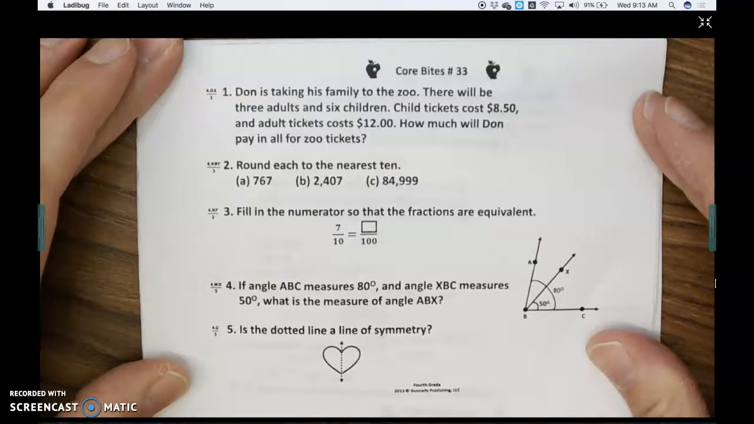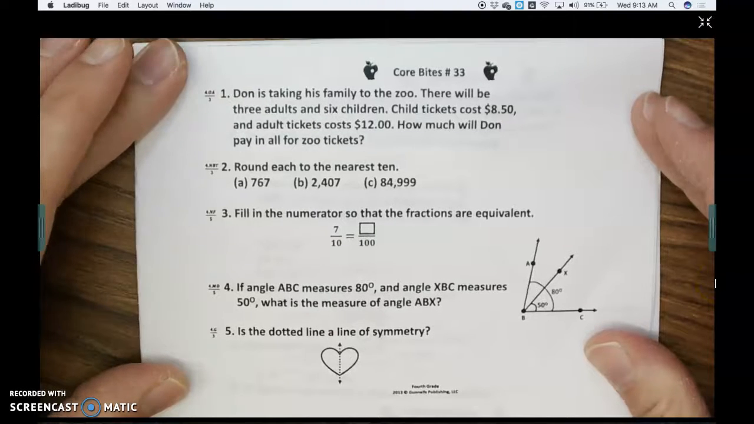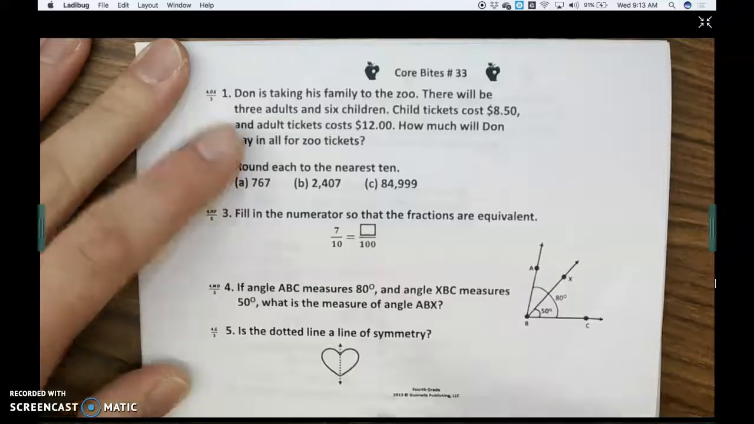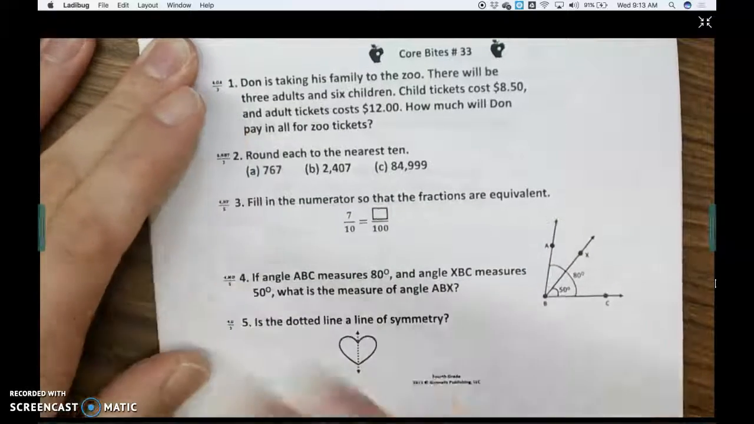All right, everybody, this is your Core Bites number 33, so please make sure you make your corrections on yours and let us know if you have questions.